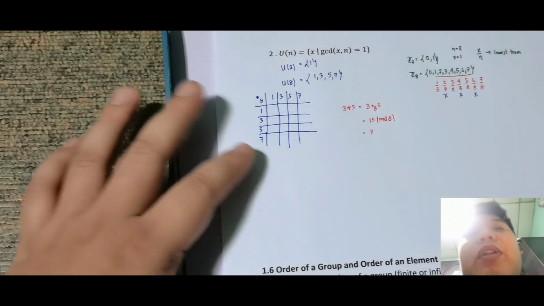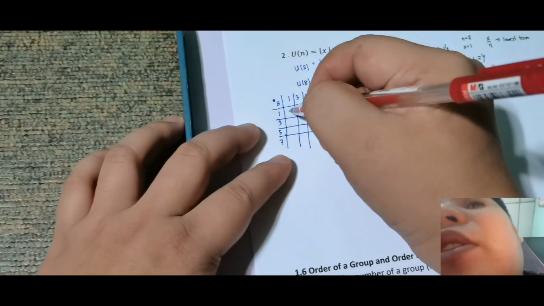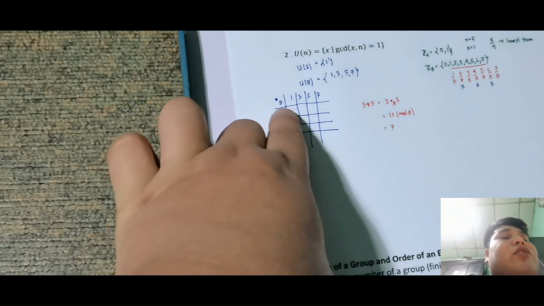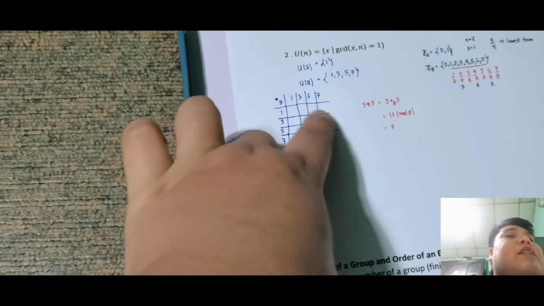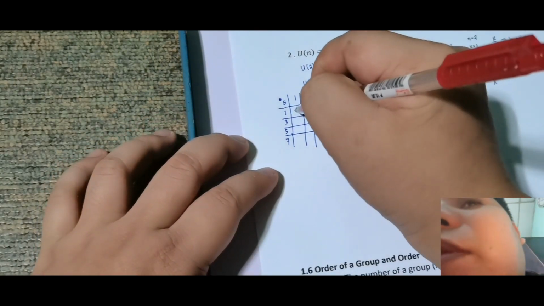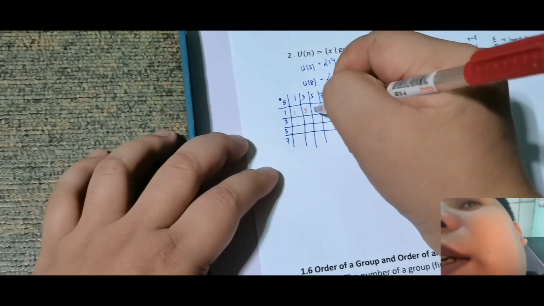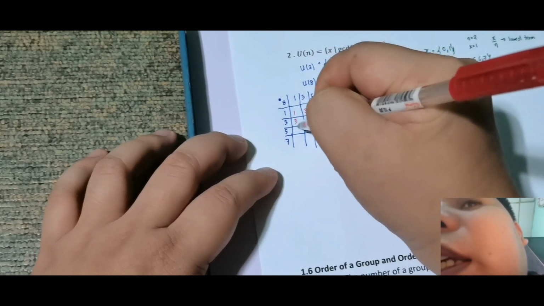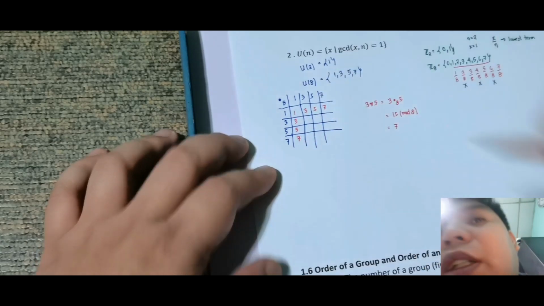Check na natin, buuin na natin ito. Obviously, ganun pa rin ito. Ang pattern pa rin nito, yung sa identity element, makukuha niya pa rin lahat. This is 1, 3, 5, 7. This is 3, 5, 7. So start tayo dito.